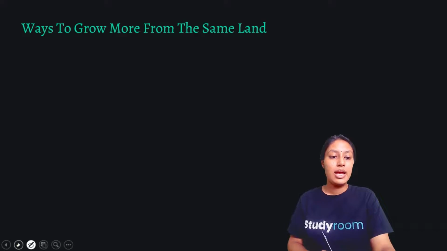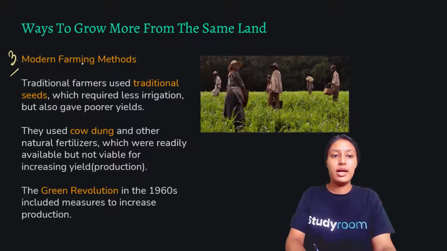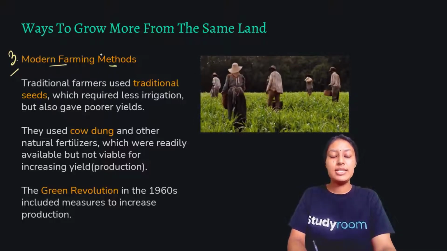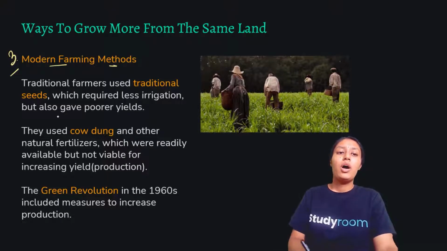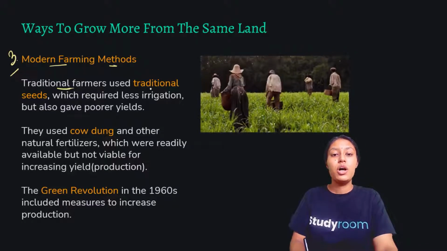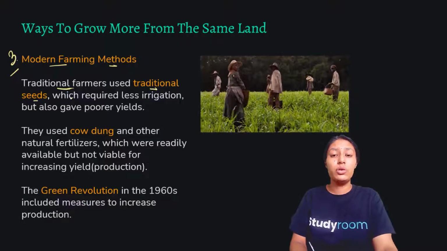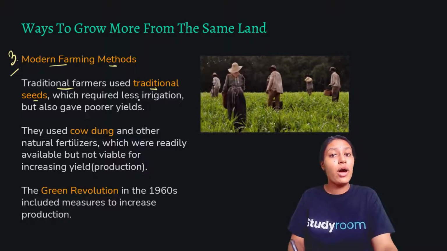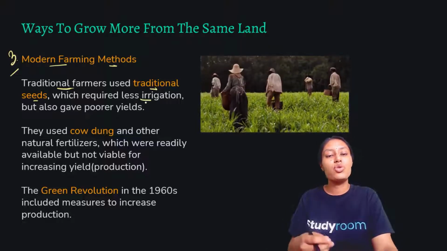Okay. Moving on to our next method, which is method number 3, modern farming method. Now, from where has this modern farming method developed? Let's understand that. Earlier there used to be traditional farmers, who used traditional seeds, which require less irrigation and also gave poor yields.